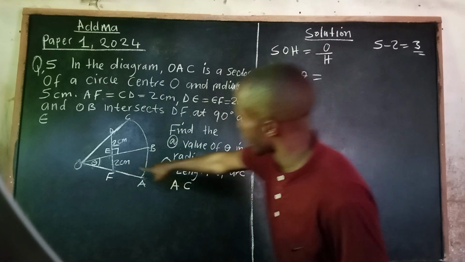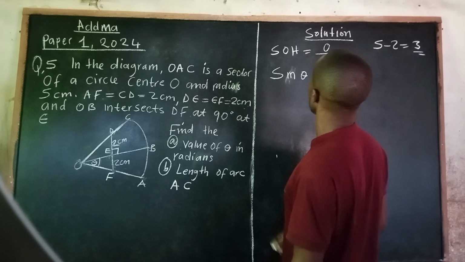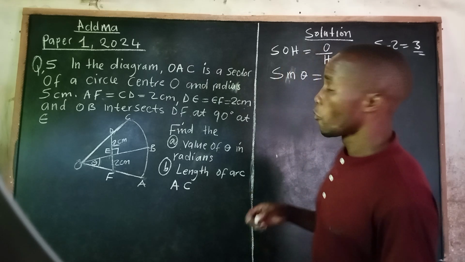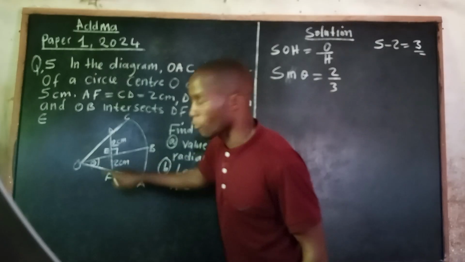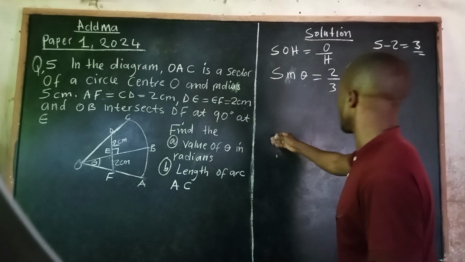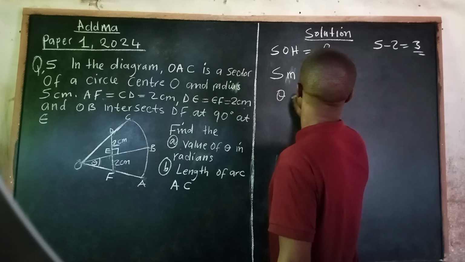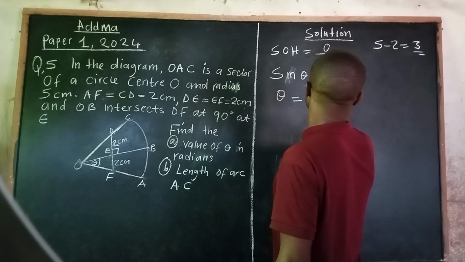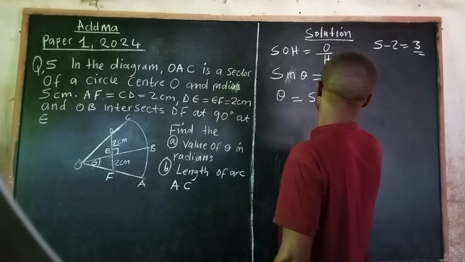Okay, 2 is given, it's there. So we are going to say 2 over 3. Now remember, we are looking for what? For theta, which is this one. So how are we going to do it now? We are going to say theta equals the inverse of sine, 2 over 3.